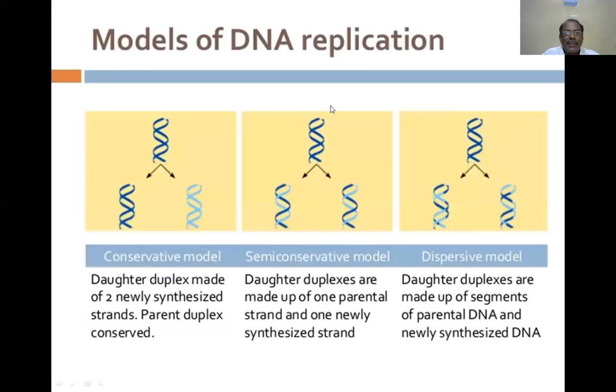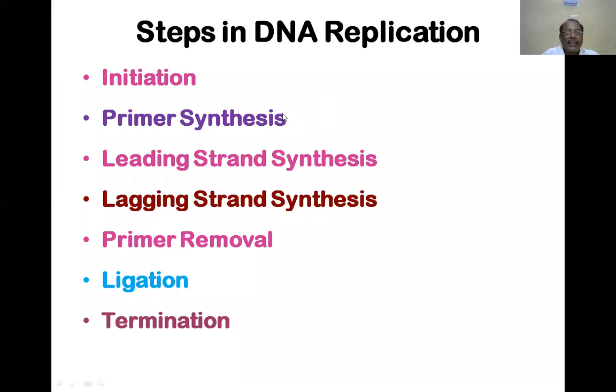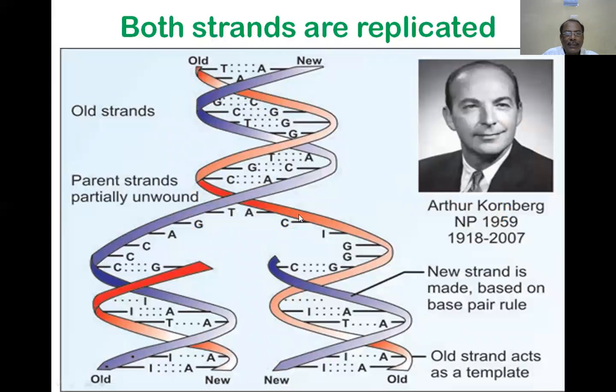So now, steps in DNA replication. What are the steps in DNA replication? The steps are initiation, primer synthesis, leading strand synthesis, lagging strand synthesis, primer removal, ligation, and termination. So these are all the various steps that are followed in replication. So this is the semi-conservative model of replication.